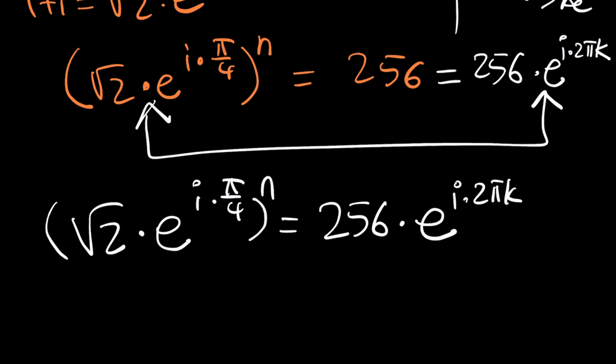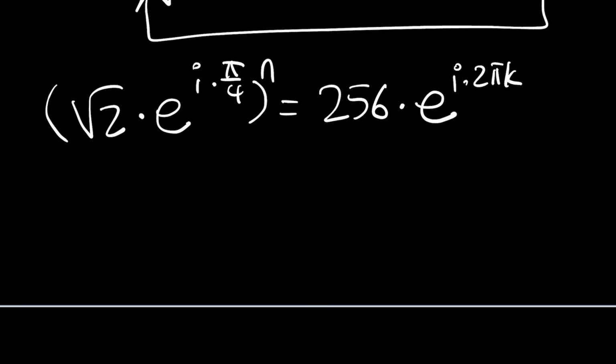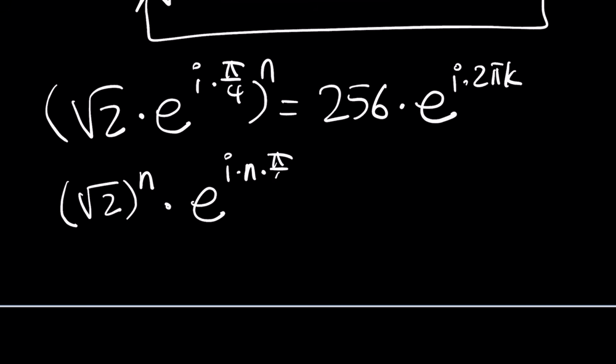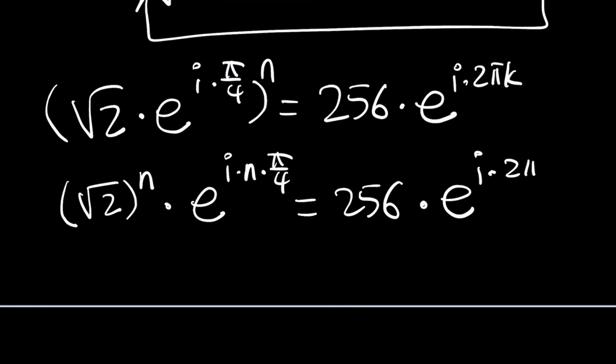Okay? Now, where do we go from here? Well, here's the thing. First of all, on the left-hand side, we have to distribute the exponent, the n. So it's going to be square root of 2 to the power n multiplied by e to the power i times n times pi over 4, and that's going to equal 256 multiplied by e to the power i times 2 pi k. Awesome. Now, at this point, you can definitely compare the modulus, or moduli, and the arguments.